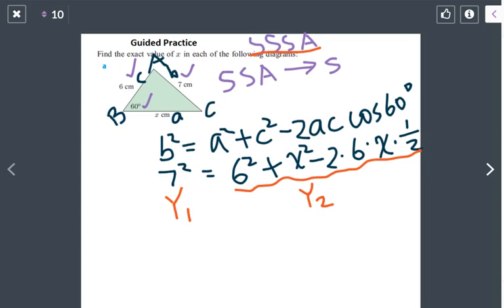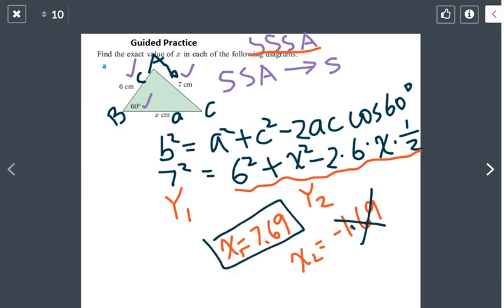Then we do second trace 5, enter, enter, enter to get the intersection for these two equations now. So we will get x1 equals 7.69 and x2 equals negative 6.69. But definitely this is wrong because this is about the length. It cannot be negative. That's why you only have one answer.